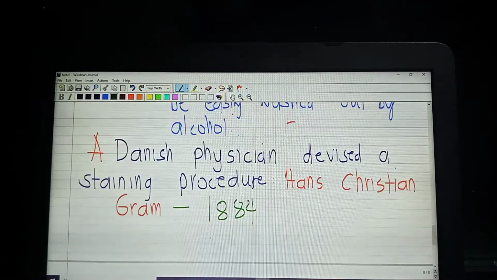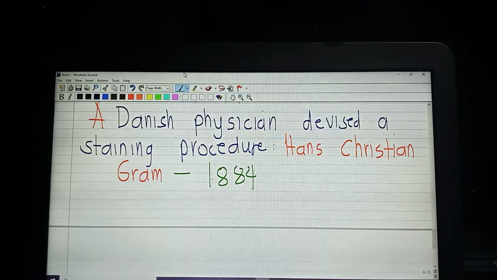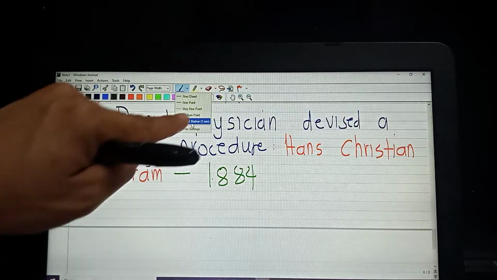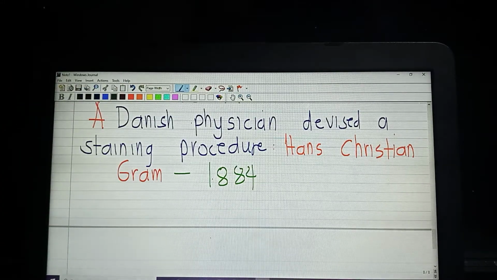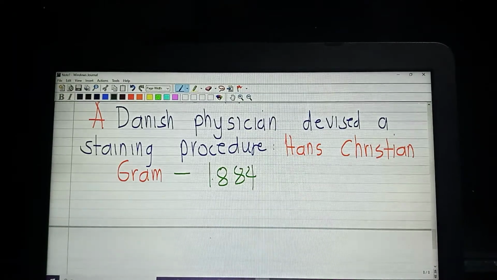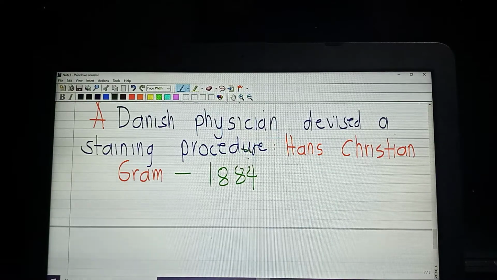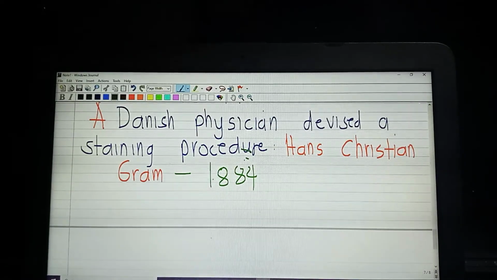In 1884, it was introduced or postulated by a Danish physician. Who is he? Hans Christian Graham. Wait, the writing isn't working, let me fix this. A Danish physician devised a staining procedure under the name of Hans Christian Graham. That is why it's called gram staining, which can divide all the true bacteria into two physiological groups.